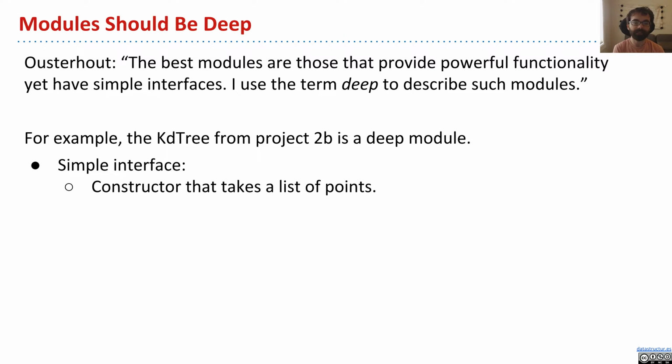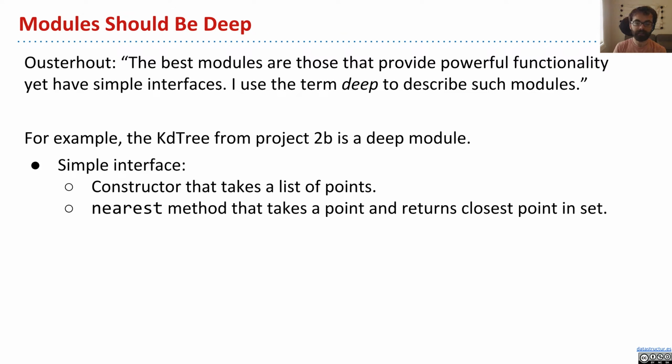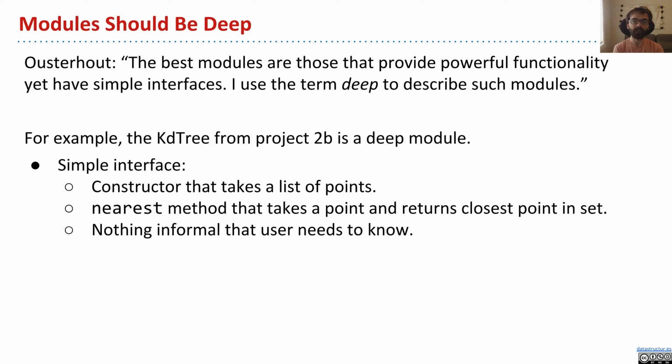There's a constructor that takes a list of points, there's a nearest method that takes a point and returns the closest point in the set, represented by the KD tree, and there's nothing informal that the user needs to know. Okay, there's no special rules that the points need to be sorted or whatever else.